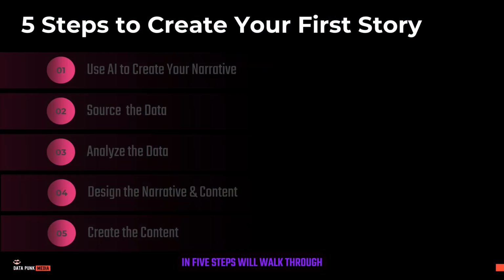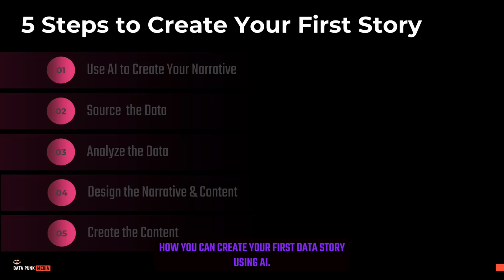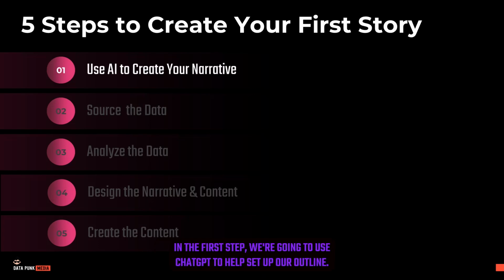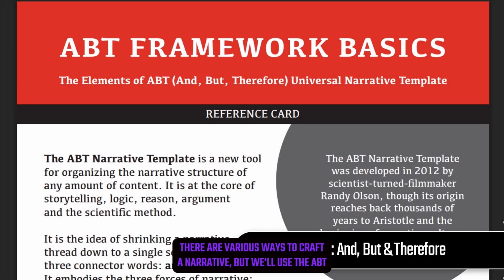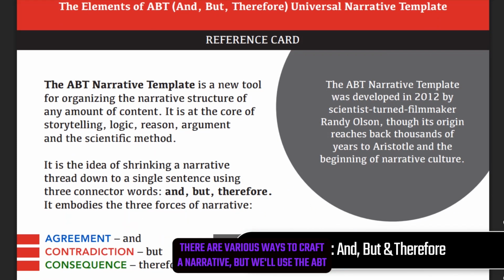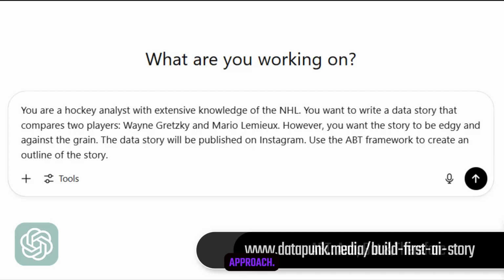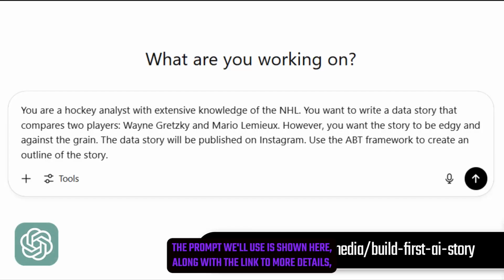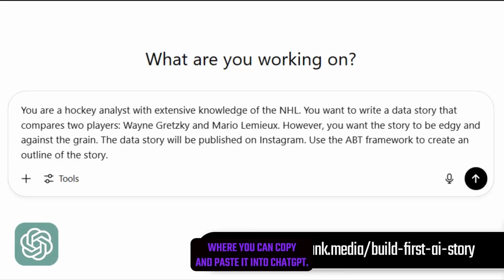In 5 steps, we'll walk through how you can create your first data story using AI. In the first step, we're going to use ChatGPT to help set up our outline. This will give you a place to start. There are various ways to craft a narrative, but we'll use the ABT approach. The prompt we'll use is shown here, along with the link to more details where you can copy and paste it into ChatGPT's.